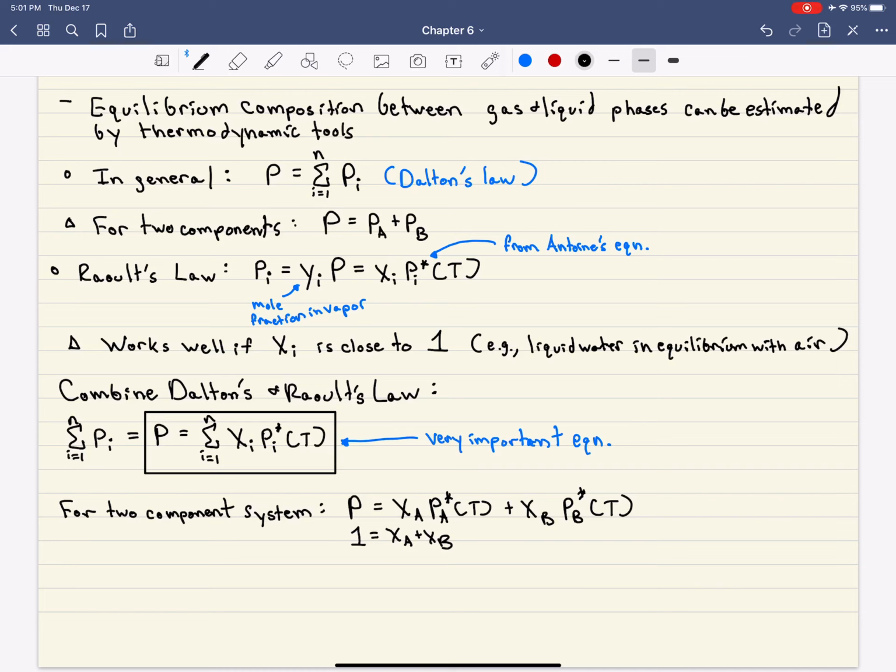You'll see why this equation is important once we start trying to calculate actual phase diagrams.